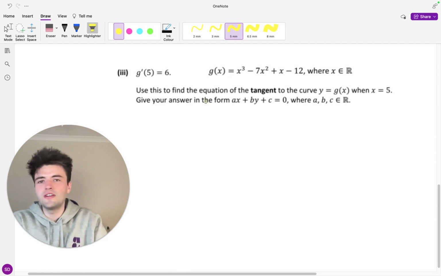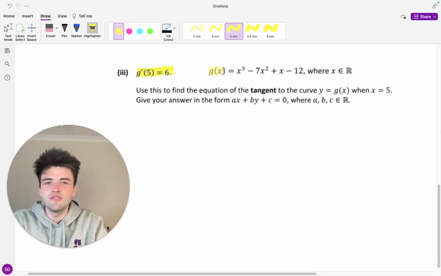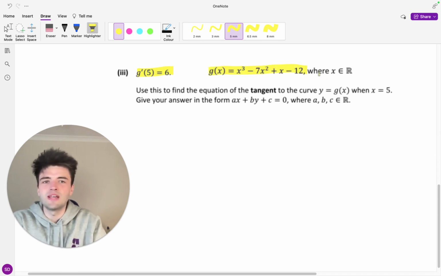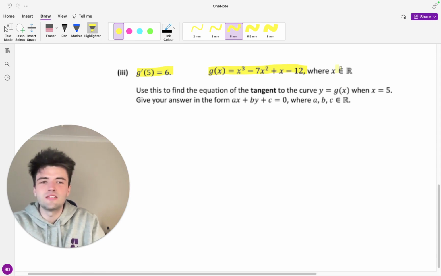And for part 3 here, we're told that g dash phi is equal to 6, and we're given the function g of x is equal to x cubed minus 7x squared plus x minus 12, where x is a real number.